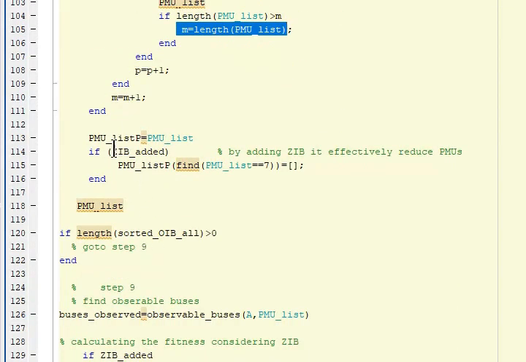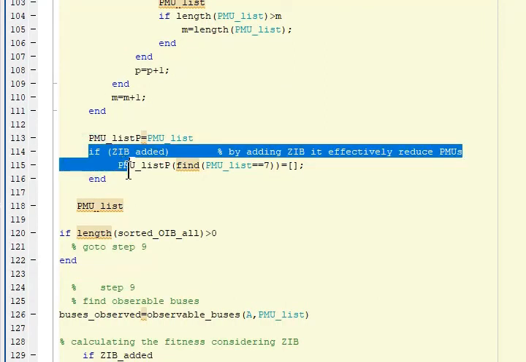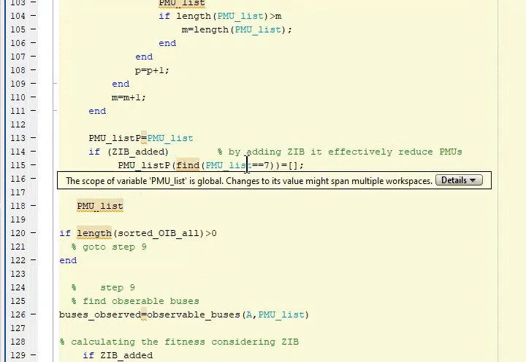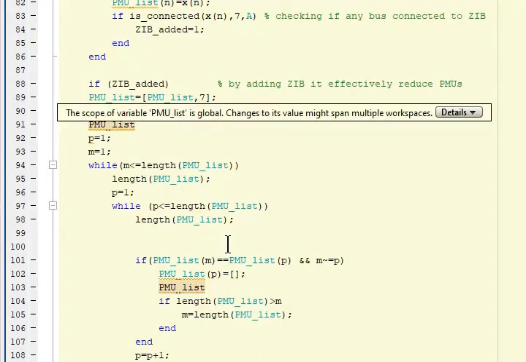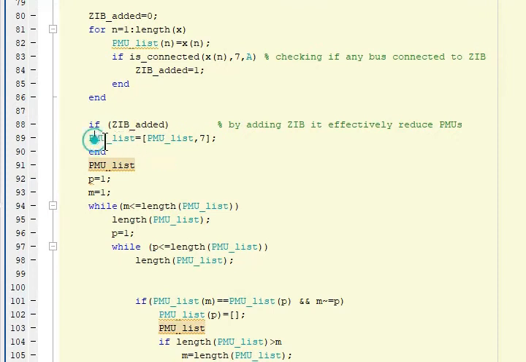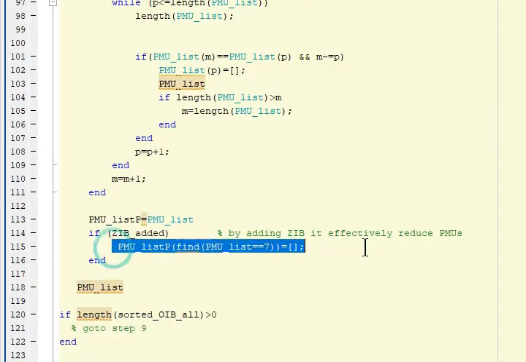Similarly, after finding the observability and making the system observable, to check whether those PMUs are sufficient to make the system observable, at the end we again remove bus number 7 from the PMU list, because it was just a zero injection bus. Actually the PMU was not placed; we just considered it as a PMU bus because it was connected to a bus that has a PMU. So we included bus number 7 in the PMU list, and after analysis we remove bus number 7 from the PMU list in this line.